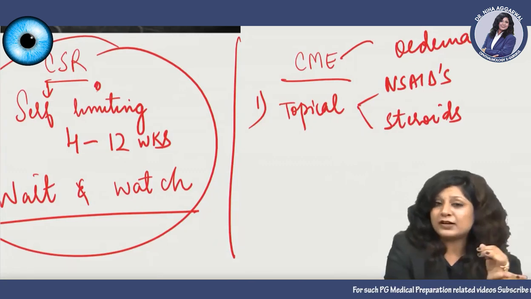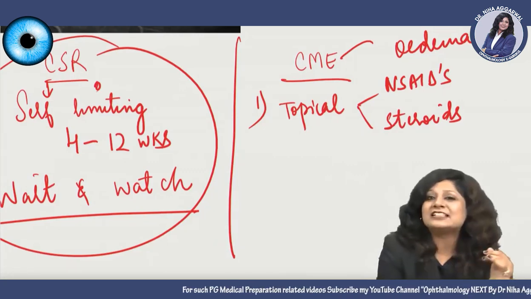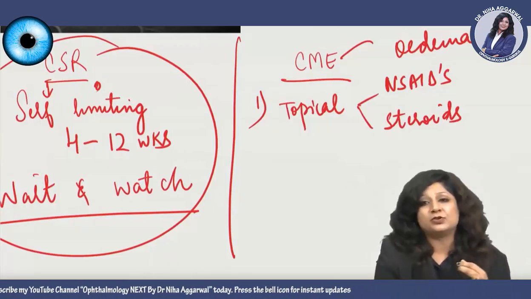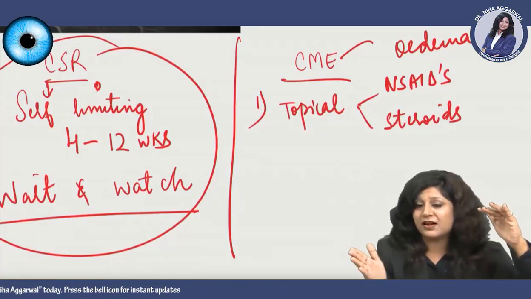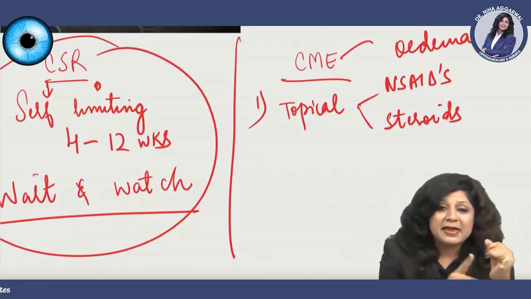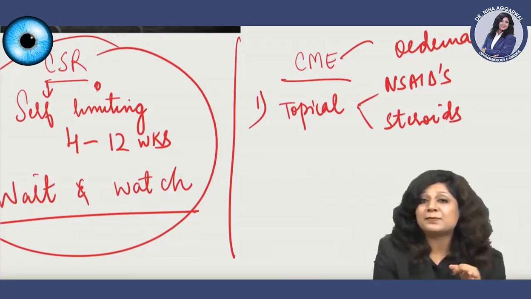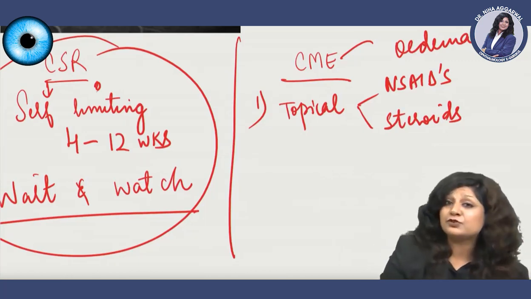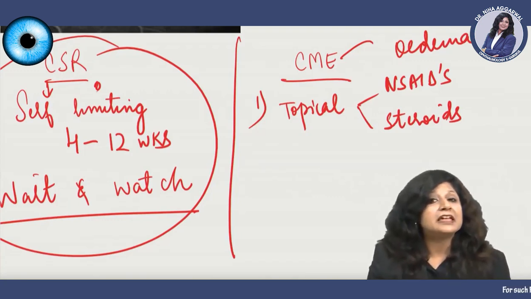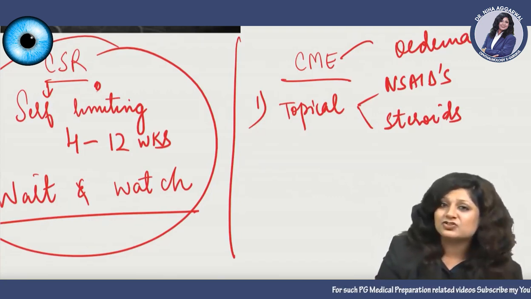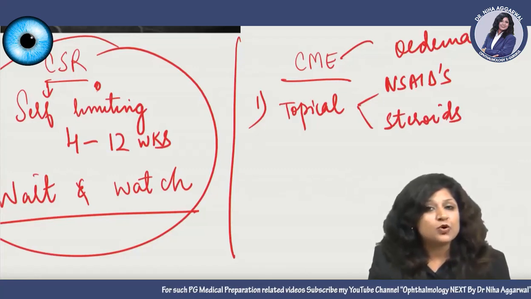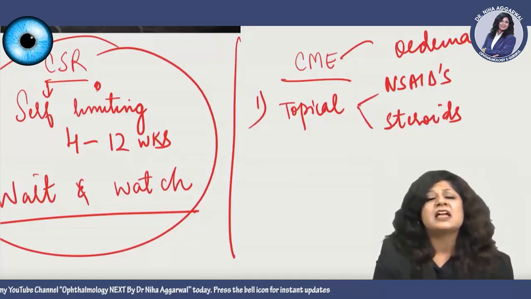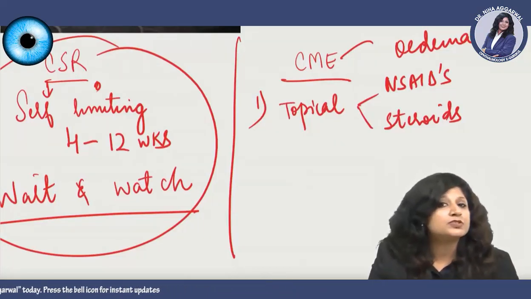We have two important diseases of the macula. One is CSR, one is CME. Both are presenting at the macula. One is the detachment, another is the edema. The CSR patient is a male, 50 years, having type A personality along with stress, smoking and steroids. While CME edema can occur after cataract surgery, after anti-glaucoma drugs, after diabetic retinopathy, after posterior uveitis, and in some cases of retinitis pigmentosa also.